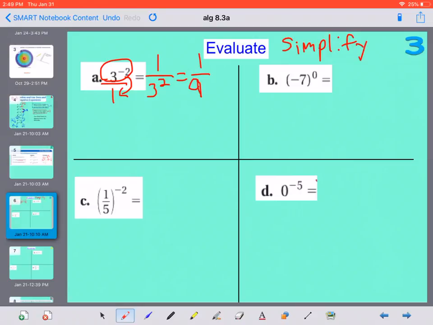Here we have negative 7 to the 0 power. Anything to the 0 power is just 1.